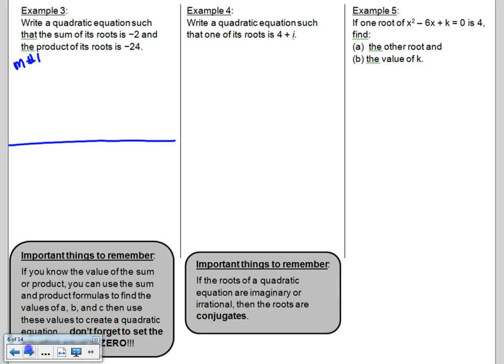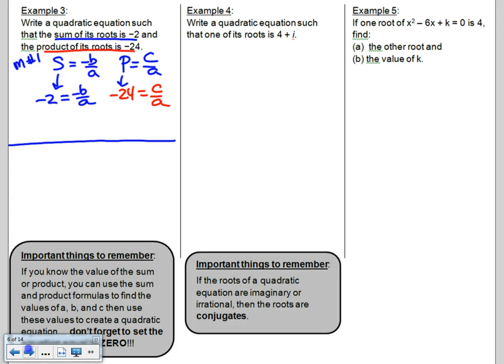Let me start with the formula first. So here's my sum formula. Here's my product formula. All right, so the sum is equal to negative 2. But I need to figure out basically what my A, B, and C letters are. If I know what my A, B, and C letters are, then I can figure out what my equation is. Now they tell you that the sum is negative 2, and then they tell you that the product is negative 24. Well, that's all I have. Now they told you to write any equation. They didn't actually say a specific one.